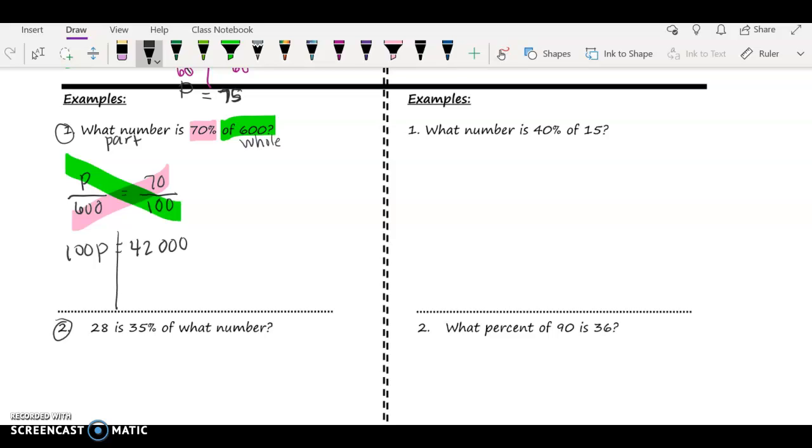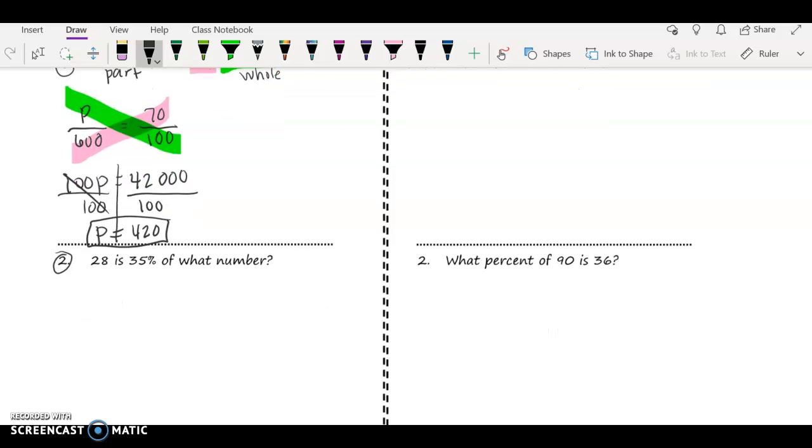Then I draw my line. I need to get P by itself. So we divide by 100, so those cancel. What I do to one side, I must do to the other. So I get P equals 42,000 divided by 100, which is 420. So that is my part.